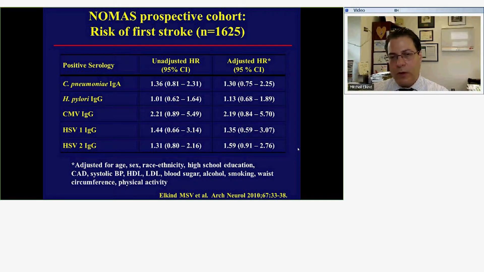And when we looked at each of these individual organism serologies, what we found was that each was associated with risk of stroke with marginal effects, perhaps larger for CMV, but none of them independently were statistically significant. And this was also after adjusting for a number of other risk factors.